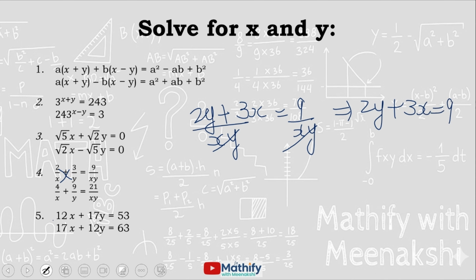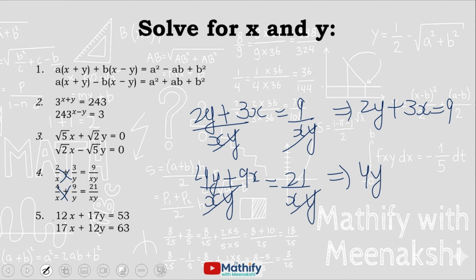Let's see the second equation. Similarly, you will take the LCM again, xy, and for the numerator you will do cross multiplication. That is 4y plus 9x. Again here you can write 21 by xy. Again you can cut xy and xy. So your second equation is 4y plus 9x is equal to 21.